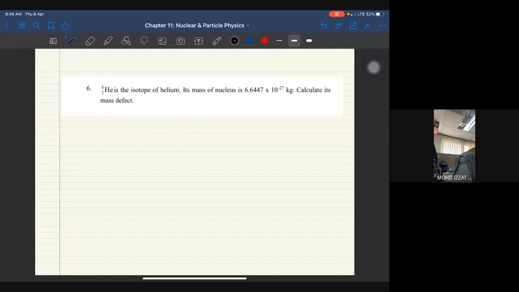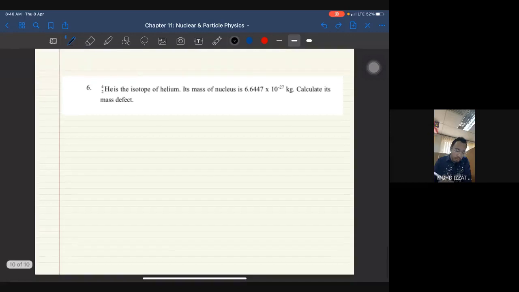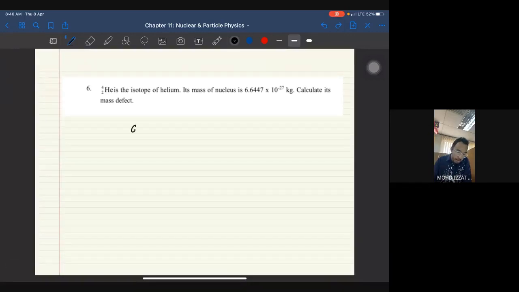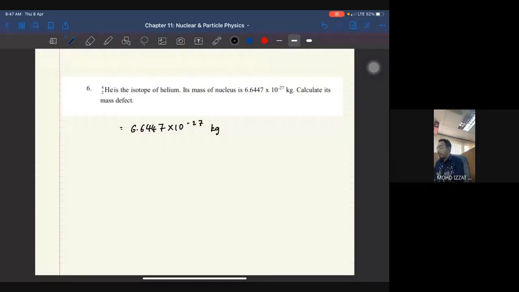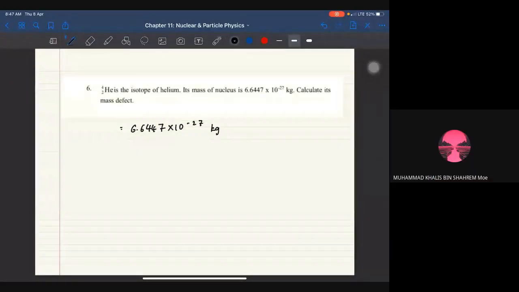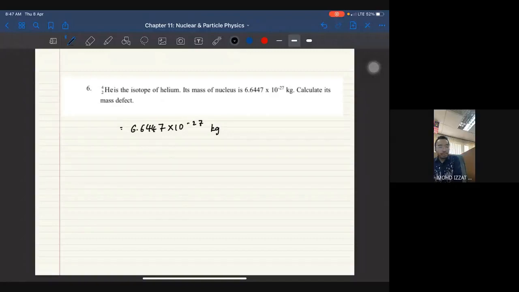Okay, kalau soalan macam ni, dia beri dalam unit apa? Kilogram kan. So yang 6.6447 tu sebenarnya apa? Ni mass apa? Kelas, ni mass apa? U. Okay, ini adalah mass of nucleus.